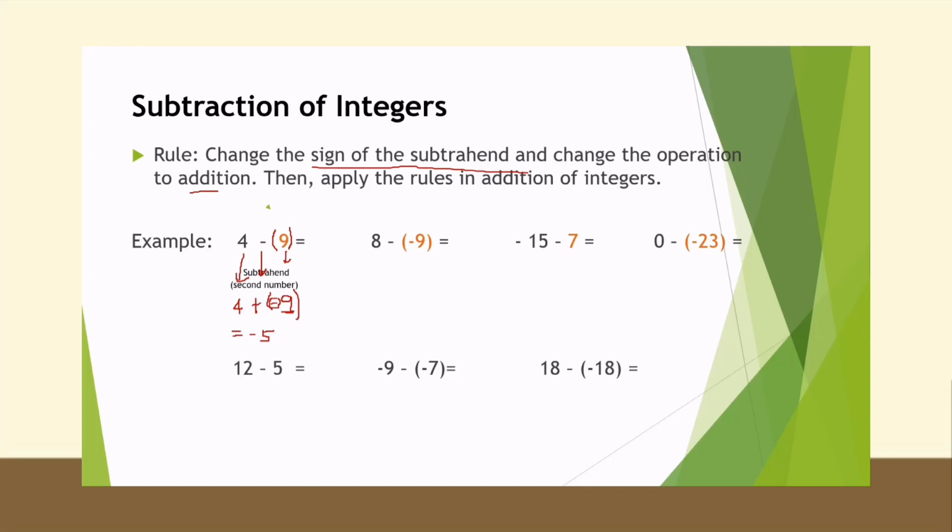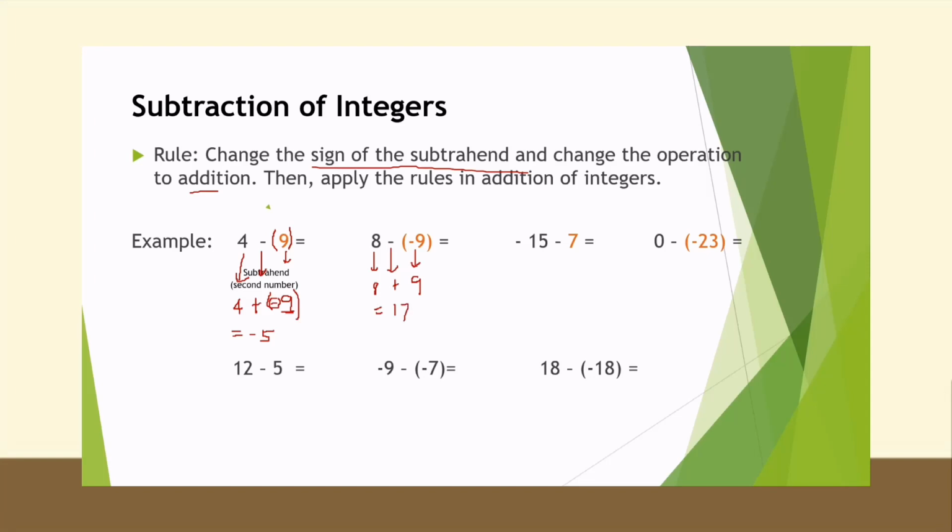Next, 8 minus negative 9. So change the sign of the subtrahend. It will become positive 9. Then, proceed to addition. Then, copy the first number, which is 8. So we have 8 plus 9 is equal to 17.